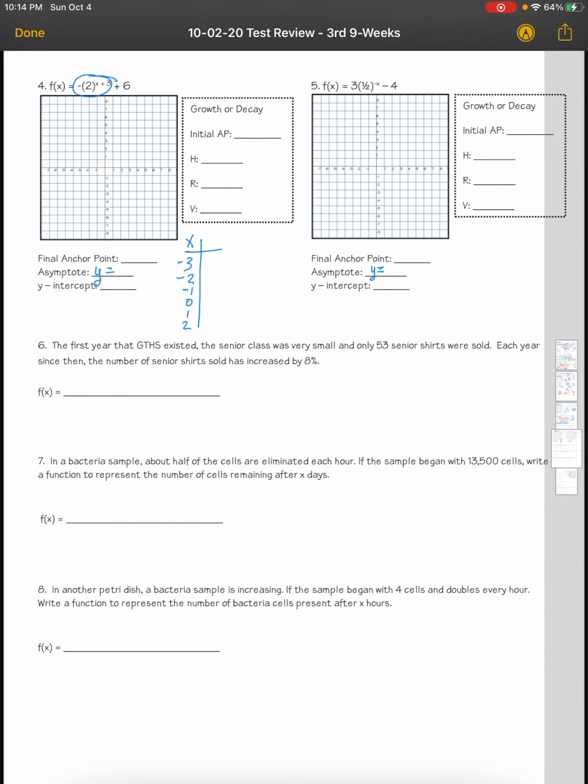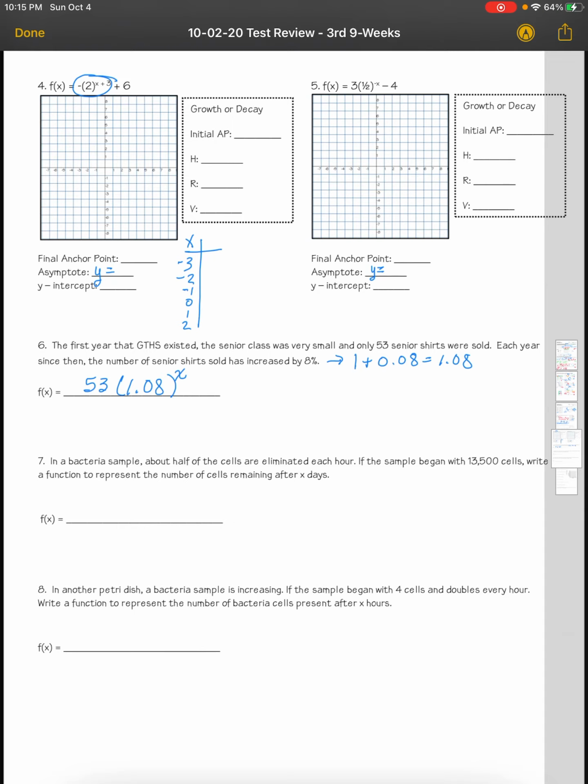Number 6, I do want to move on to number 6. The first year that GTHS existed, the senior class was very small, and only 53 senior shirts were sold. Each year since then, the number of senior shirts sold has increased by 8%. So we know this is an increase, and that 8% would be that 1 plus 0.08, which would be 1.08. We started out with only 53 t-shirts sold, so that's our initial value at a rate of 1.08 raised to the x power.